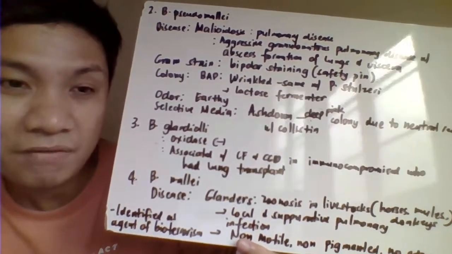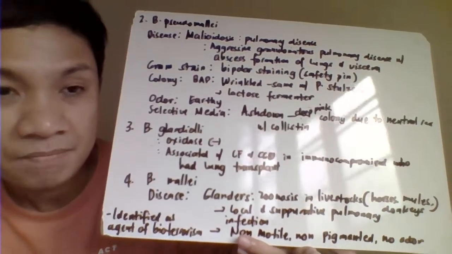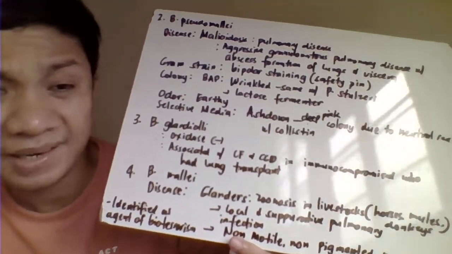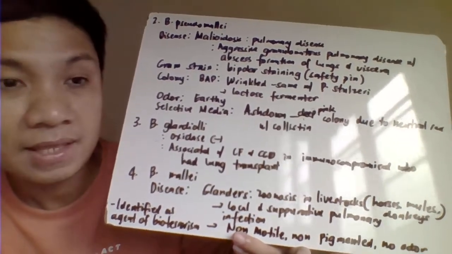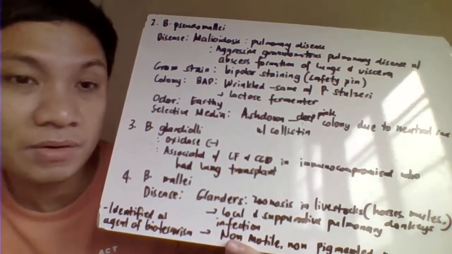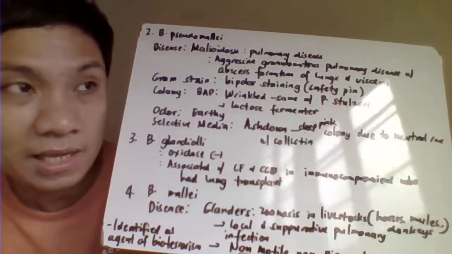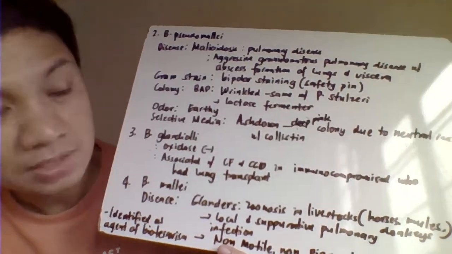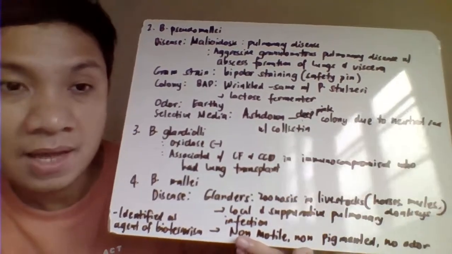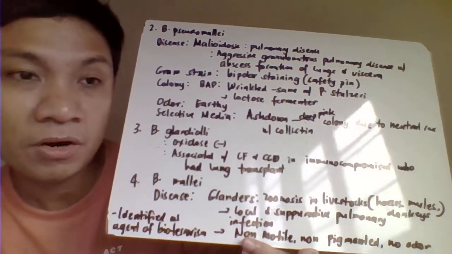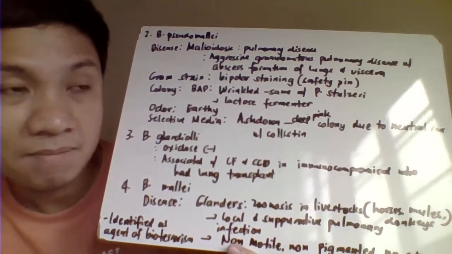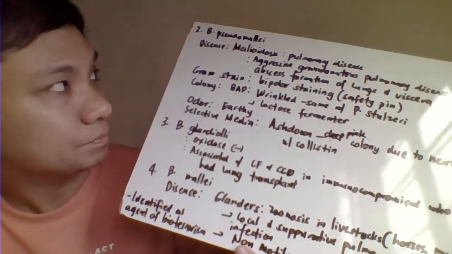Okay, selective media for this one is your Ashdown agar. In the Ashdown agar, it appears to be deep pink na color, parang siyang red na color. And it's because it absorbs the indicator in your Ashdown agar, which is your neutral red, kaya nagiging almost red na ang color niya. But it's more of the dark or deep pink na color. And your Ashdown agar is incorporated with colistin that would only allow the growth of your pseudomallei, but not the other na species.